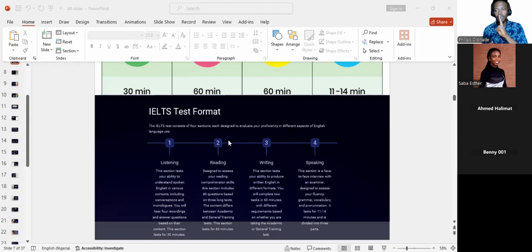The writing section has 2 tasks. I forgot to mention this. It has 2 tasks. There's a task 1 and a task 2. For the academic section, the task 1 is you'll be given a diagram. That diagram, you're supposed to summarize it. There will be a question that accompanies the diagram. You could be asked to compare the things in that diagram.